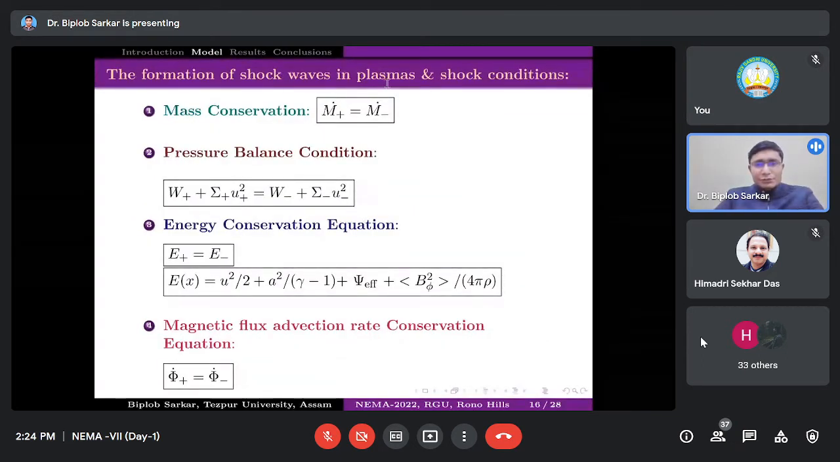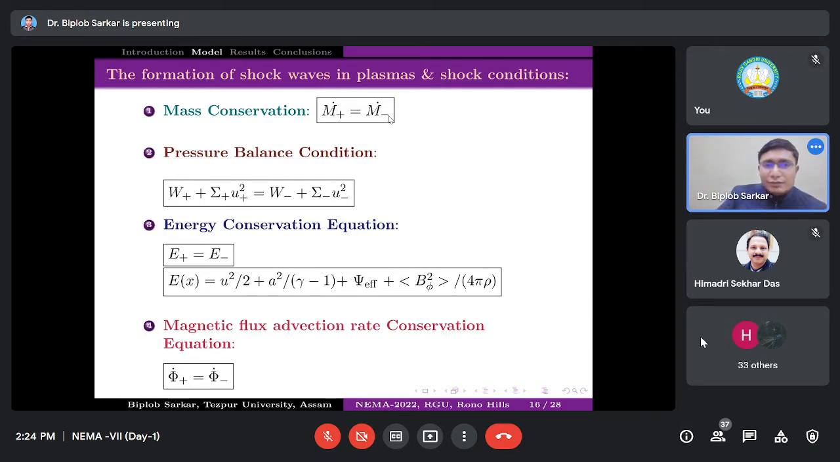Now the formation of shock waves in plasma is governed by certain conservation equations which I have shown here. So here plus denotes the quantities evaluated immediately after the shock. So plus denotes the post-shock quantities and minus denotes the quantities evaluated just before the shock. That means minus denotes the pre-shock quantities.